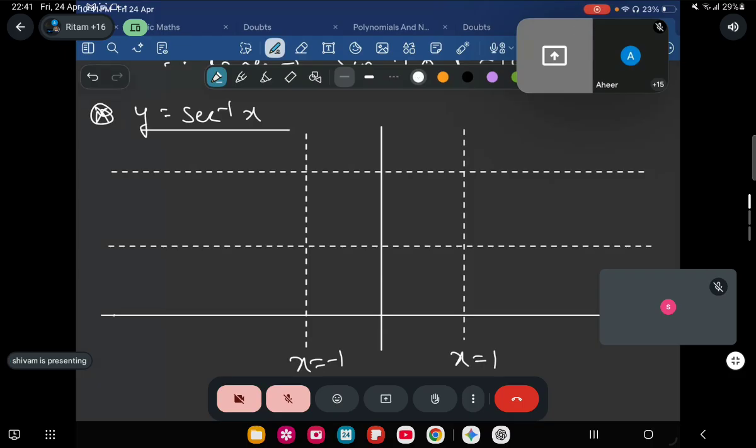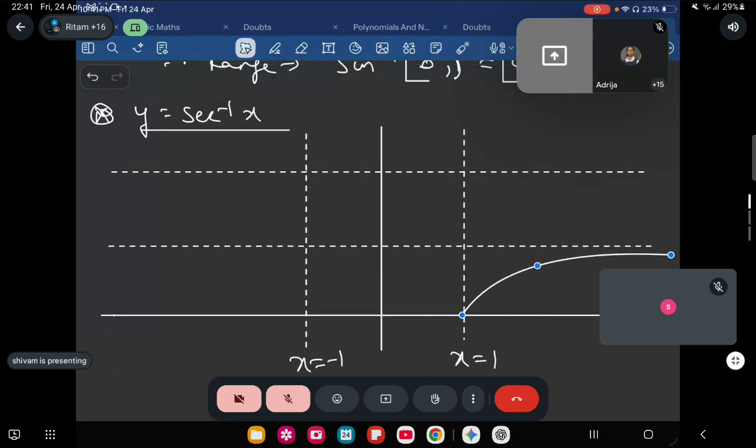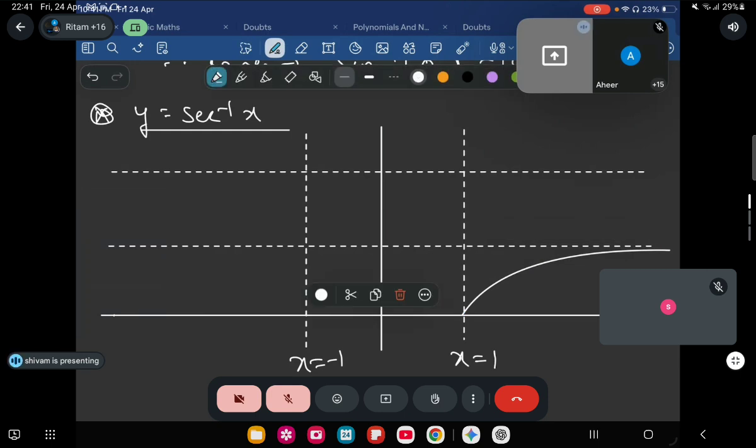Sec inverse 1 is 0, right? Adrisha, tell me. Yes, sir. Okay, so it will start from here, and as it approaches pi by 2 from below, it will tend to infinity. Like this, it will look. Are you people getting it? Sec inverse 1 is equal to 0.